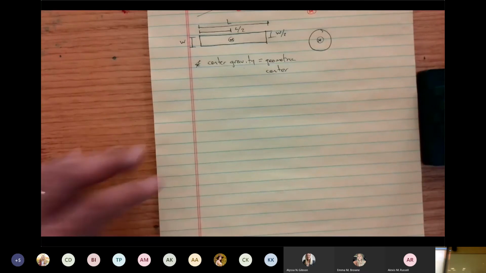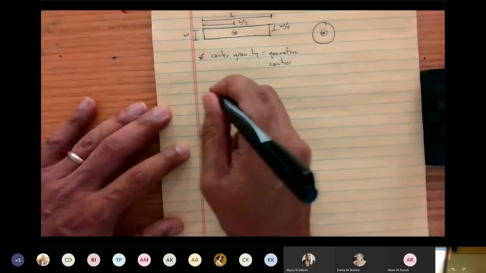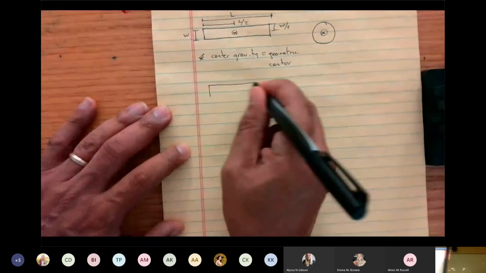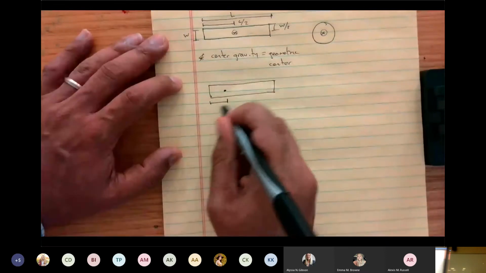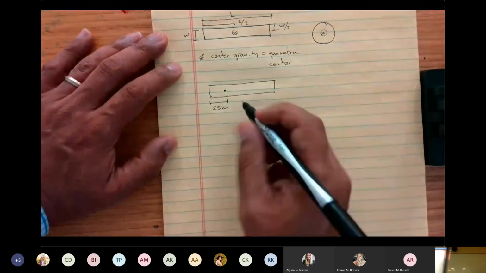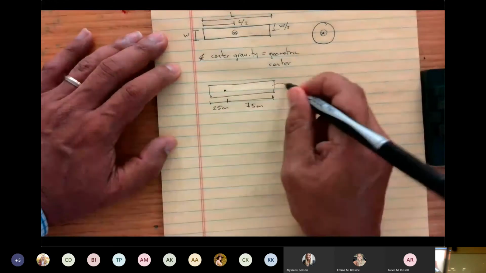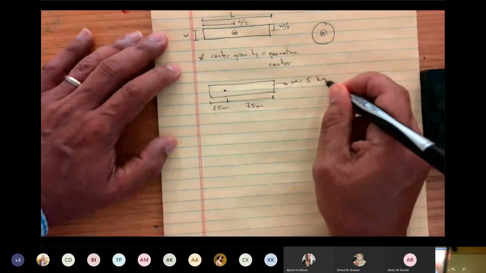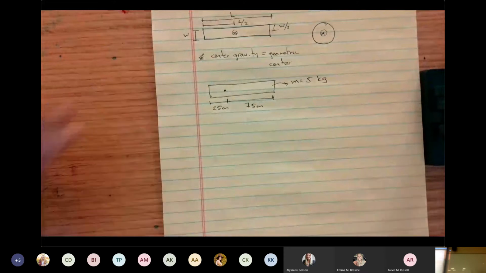So this is the rod that we've been talking about the last couple of days. So we have a rod. The pivot point is going to be at 25 centimeters. And this is 75 centimeters. And I'm going to say that the mass of this thing is 5 kilograms. Again, these 5 kilograms is distributed all over this rod.